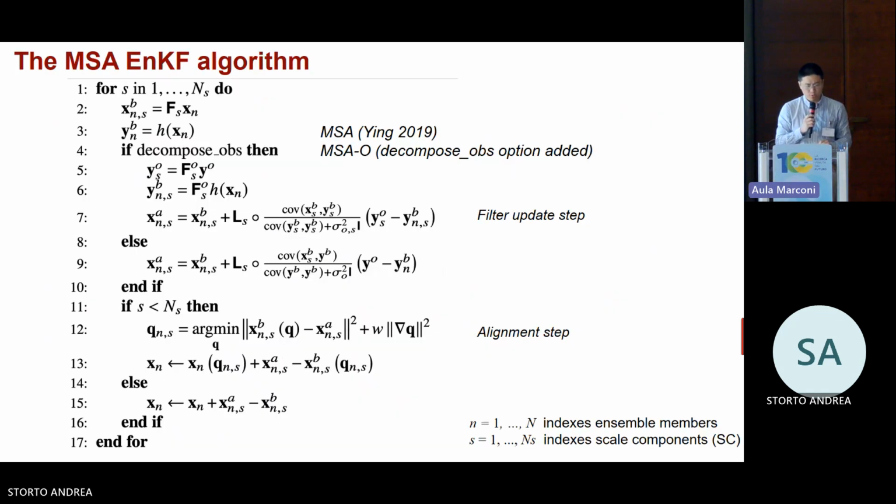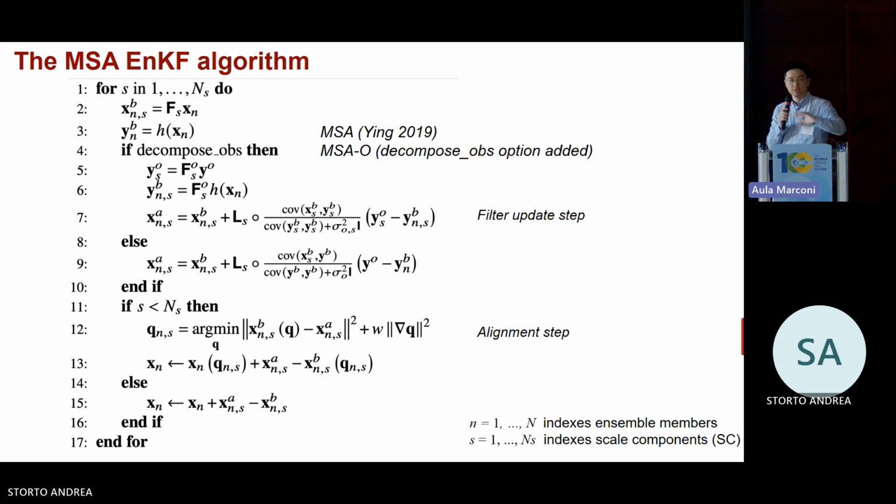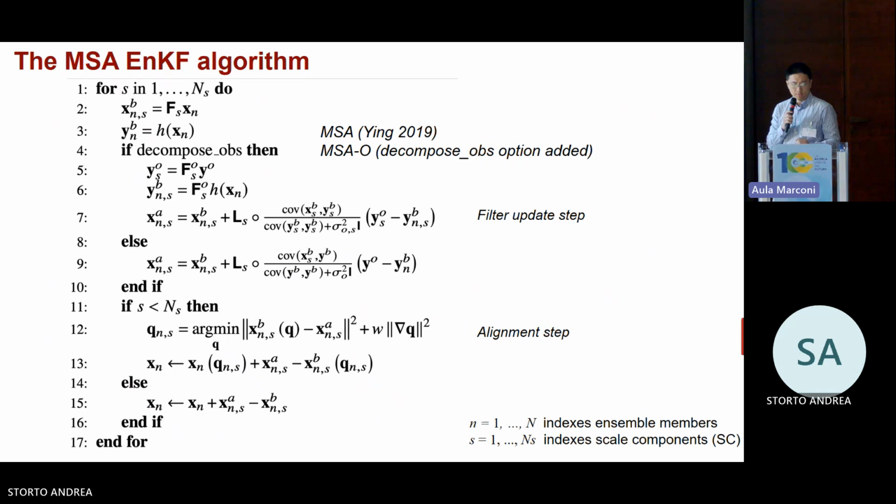So this is the pseudo code for the whole thing. I want to highlight the fourth line in the code, if decompose observation. So we started in 2019 by introducing this method without decomposing the observation into different scales. So we have the full resolution observation in updating model states at different scales. But in a recent paper we published, we include this observation decomposition option. We call it MSA-O here.